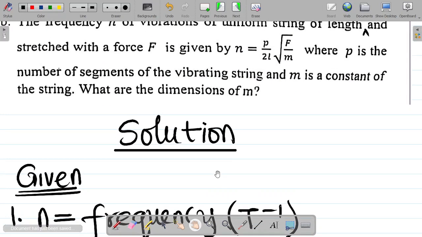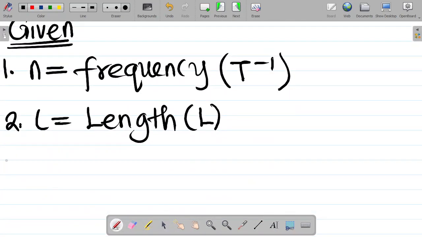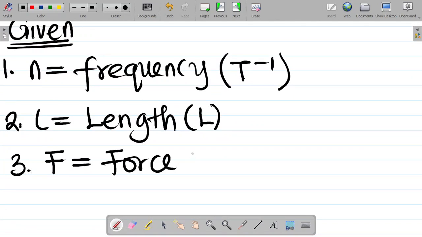Okay. What next do I have again? They said stretched with a force F. Alright, let's get force, number 3. Capital F is equal to force. It represents force. And the dimension for force is mLt to the power minus 2.